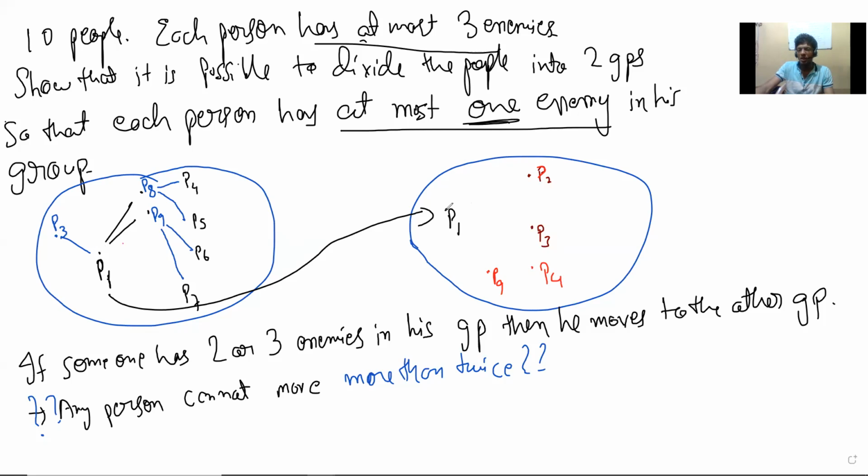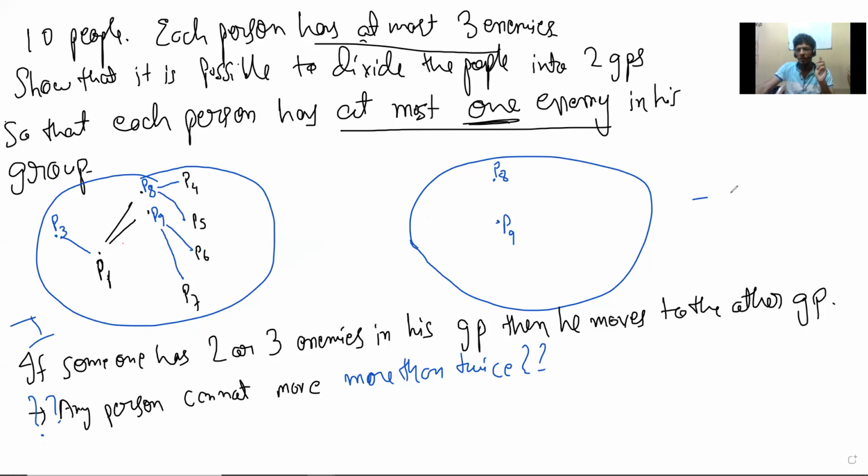So this P1 moves here, and that's fine. But then this P8 and P9 also move. Okay, P8 and P9 also move to this group. So let's not write all these things now. And the moment P8 and P9 move here, the P1 moves back. Is it fine? The P1 moves back. I'm just saying it in words because I cannot draw everything. The P1 moves back to group 1. But then what happens is the P4 and P5.